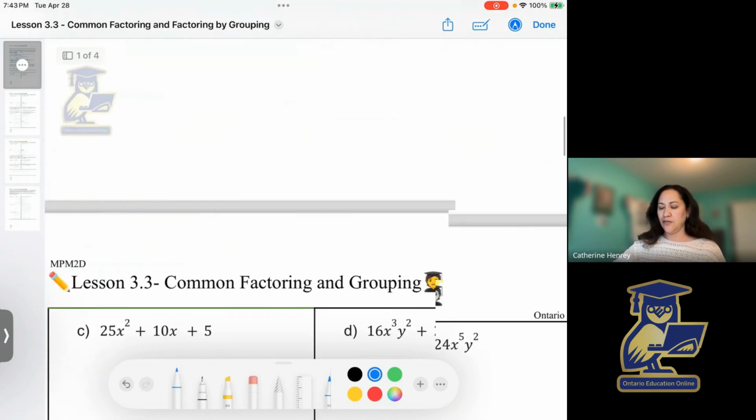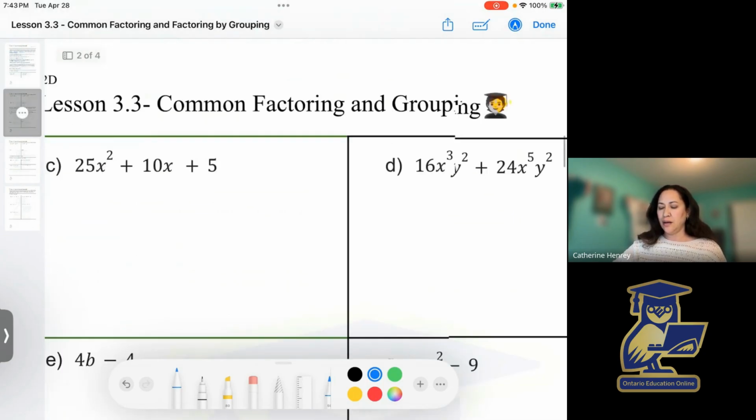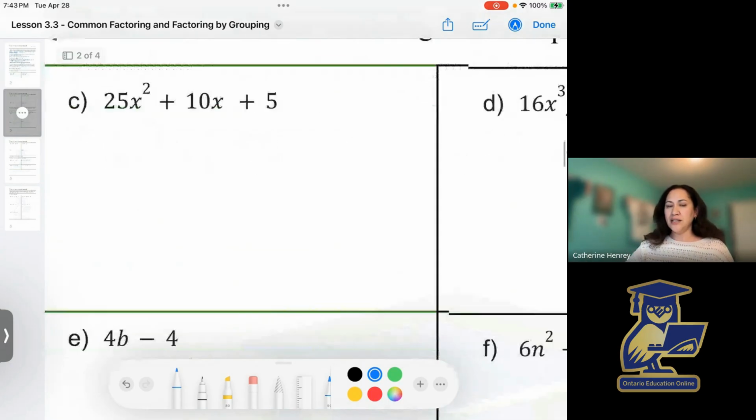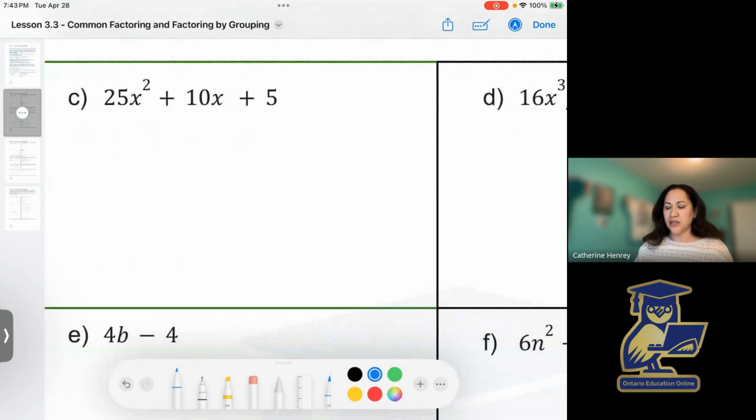Okay, let's take a look at a few more. So again, we're looking for a common factor. What can I take out of all three of those terms? Again, we see that they're not all even numbers, so I can't take out 2, but they do look like they're all multiples of 5. So let me go ahead and factor out 5.